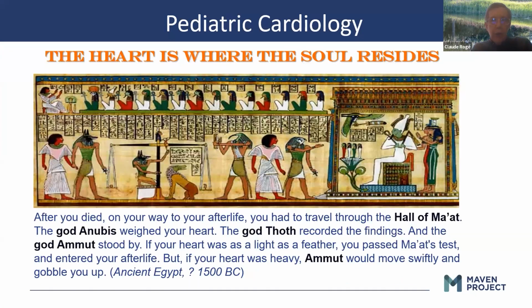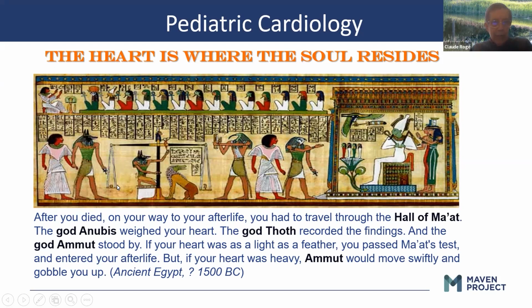So if we go back to the origin, the Homo sapiens, we all come from Africa. So let's go first to Africa. In ancient Egypt, this is what happened after you die, right? On your way to your afterlife, you have to travel to the Hall of Maat. And there is a god here with an interesting face, god Anubis. He weighs your heart. So he puts your heart here on a scale, okay, and he puts a feather on the other side. Now, if your heart is as light as a feather, then you pass the Maat test and you go into your afterlife.